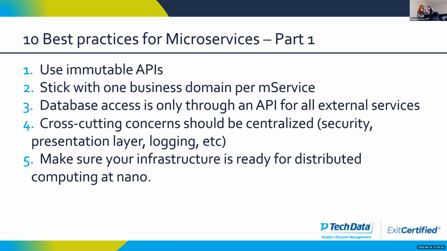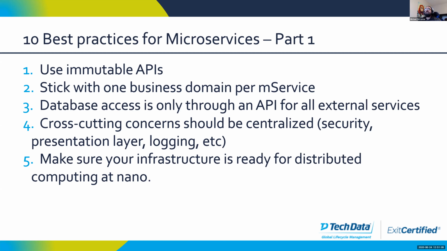You don't want that. Stick with one business domain per service, not an M service. That's a typo on my part. I'm not making up a new word. It's just service. And the database access is only through an API for external services. So nobody can talk to your database except for your API and your API only. So nobody else gets direct access to your database.